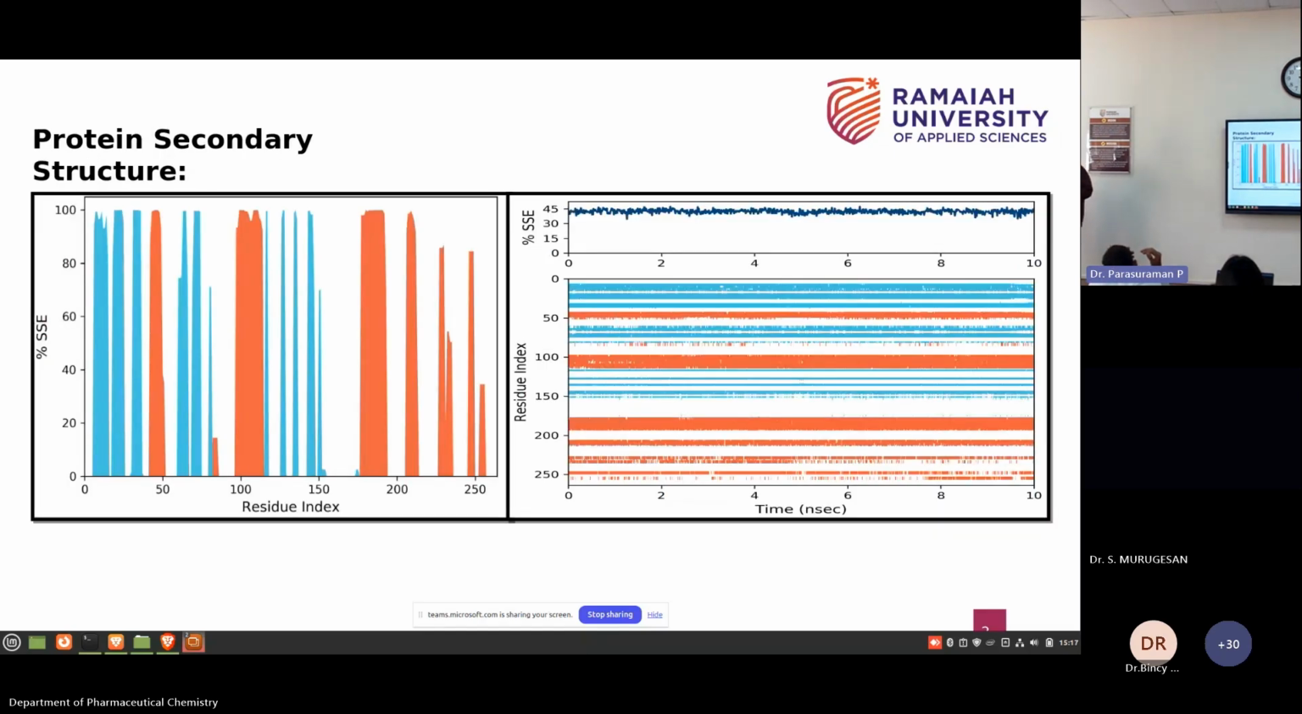Protein secondary structure. As I already explained, protein has different alpha helix, beta sheet. From these graphs, we can see the blue color is the alpha helix, and the orange color is the beta sheet. At a particular amino acid, you can visualize which is alpha helix and which is beta sheet. You can understand this from these graphs.